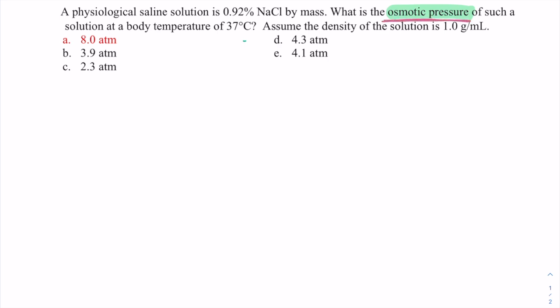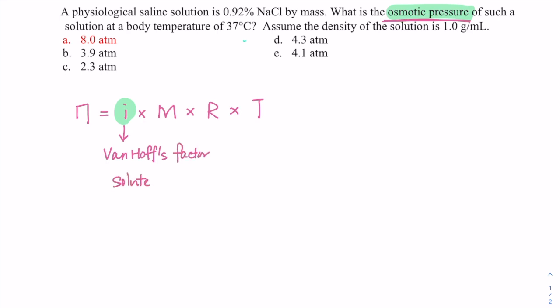First things first, to calculate osmotic pressure we need this equation: osmotic pressure equals i, the van 't Hoff factor, multiplied by molarity, multiplied by R, multiplied by T. The van 't Hoff factor is related to the solute and what kind of electrolyte it is.